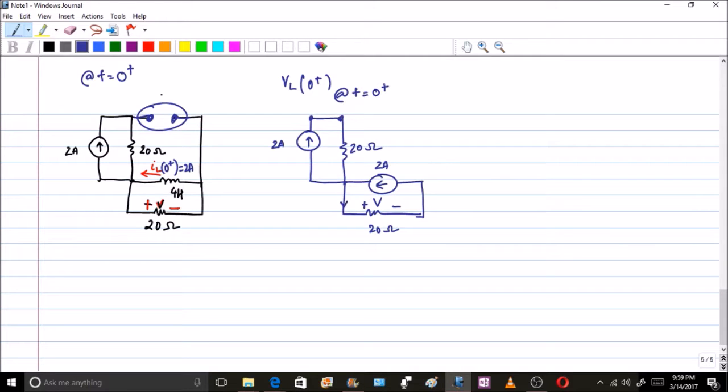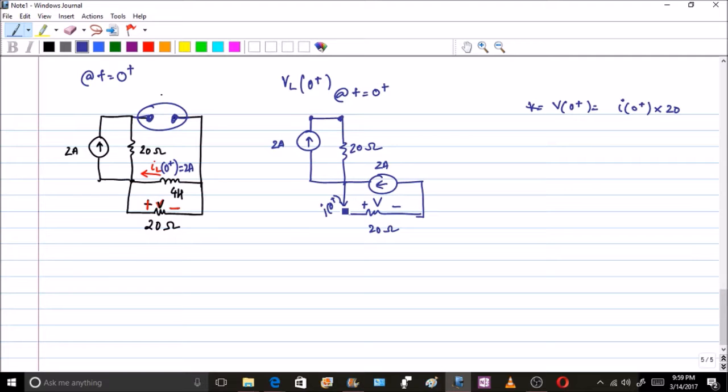Clearly if this current was I, the voltage V of 0 plus will be equal to the current at 0 plus multiplied by 20. So our objective will be to find what is the I of 0 plus here. What is the current flowing through?